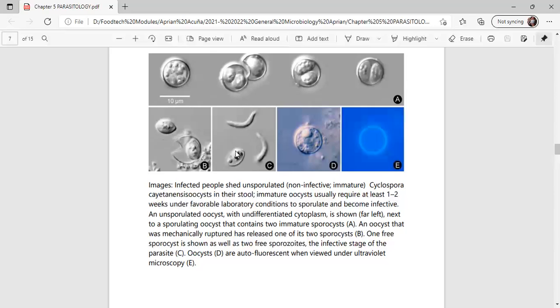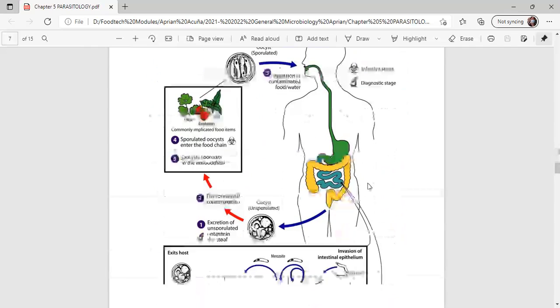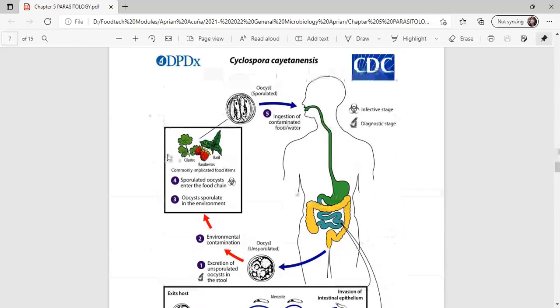You can see that it is immature because it has not yet taken the form of a pure circle. Then it is autofluorescent when viewed under an ultraviolet microscope, so you use a microscope with UV. Now you have here its life cycle.